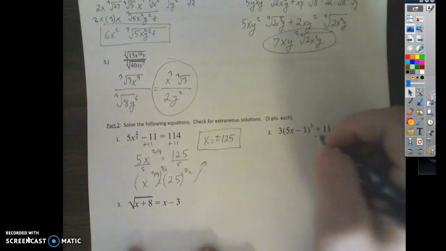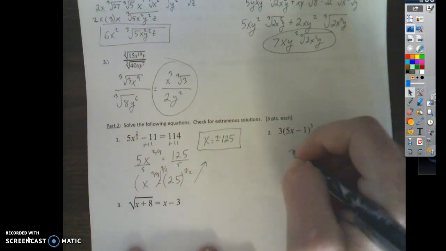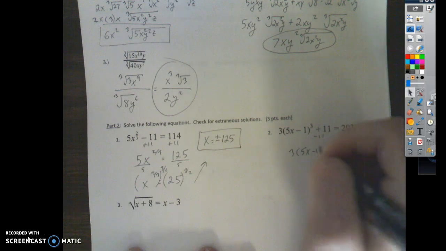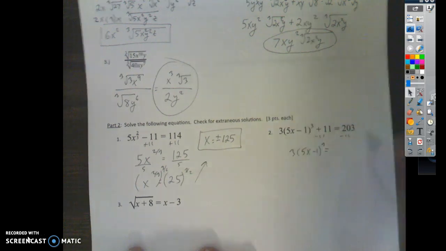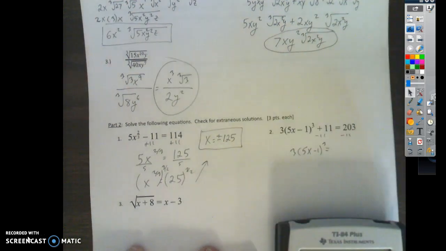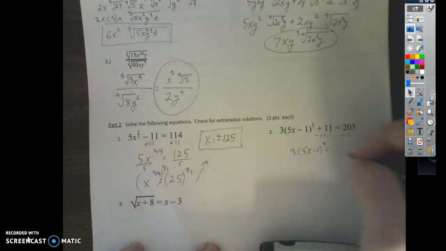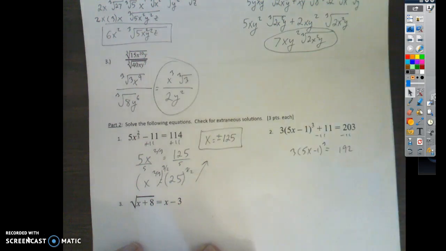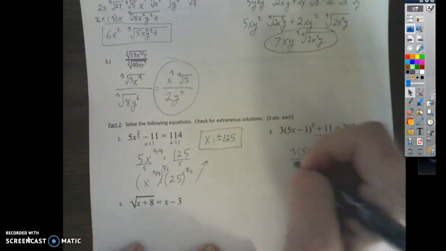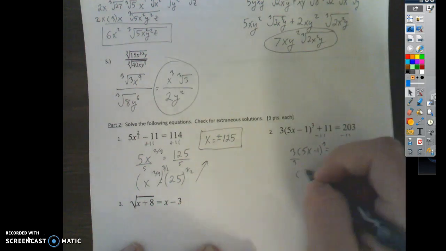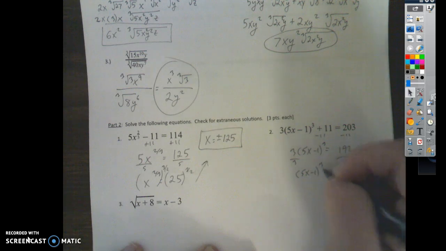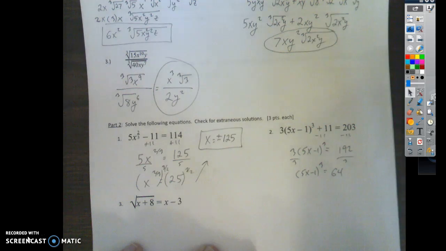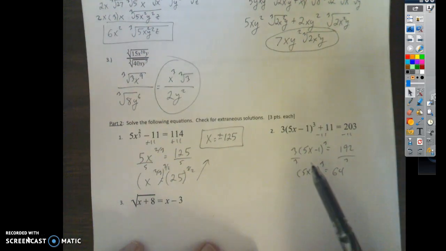Subtract 11 first. Hopefully you guys are noticing a trend. 3 parentheses 5x minus 1 cubed equals 203 minus 11 is 192. Okay. I can divide everything by 3. So that should give me 64. Cool. Okay. Keep things easy for yourself.